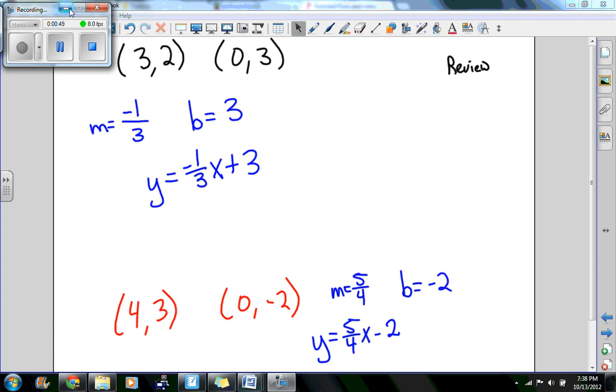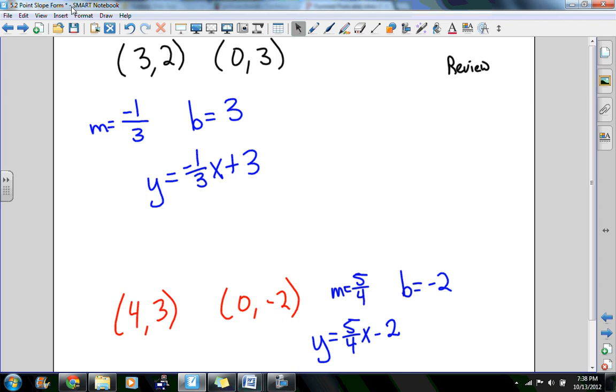Alrighty, here's what I got for these two. The top equation, I got negative 1/3 x plus 3. Bottom equation, I got 5/4 x minus 2. Make sure you got those right. If you have questions, call me over.